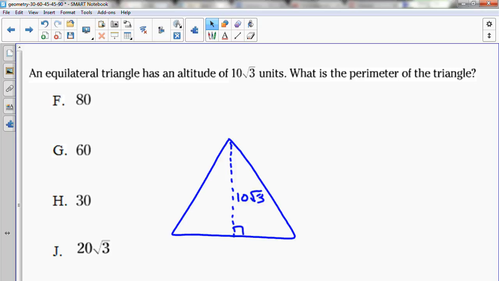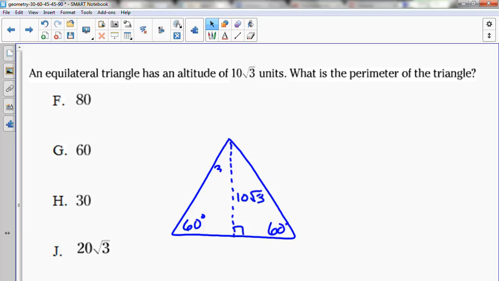Now, I have to find the perimeter. The good news is on an equilateral triangle, all sides are the same. The bad news is I don't know what any of the sides are. So I got to figure it out for this. So let's use some stuff. Now, if this is an equilateral triangle, that's 60, that's 60, and then what happened to this 60?